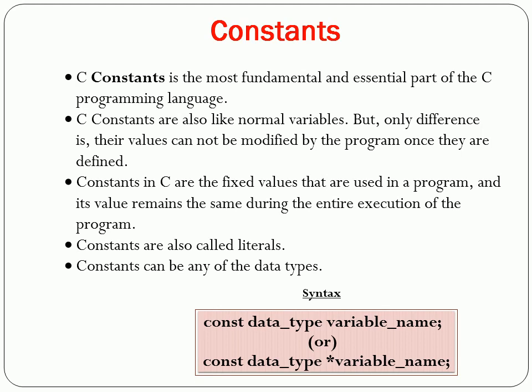Let's understand this in detail. Variables are those where, once you declare them, you can either change their values or perform operations on them. But if you declare the same variable with the keyword const in front of it, then you cannot change the value stored in it. The syntax for declaring constant variables is const followed by the data type, and after that the variable name, or you can also declare a pointer type.